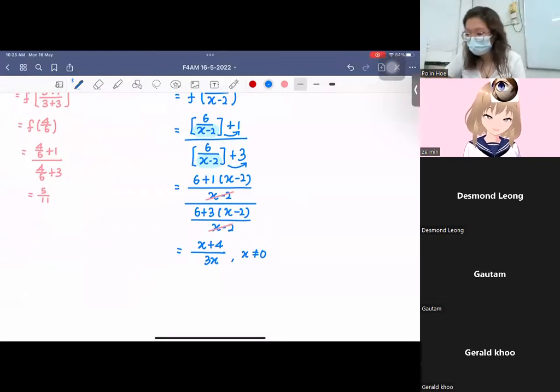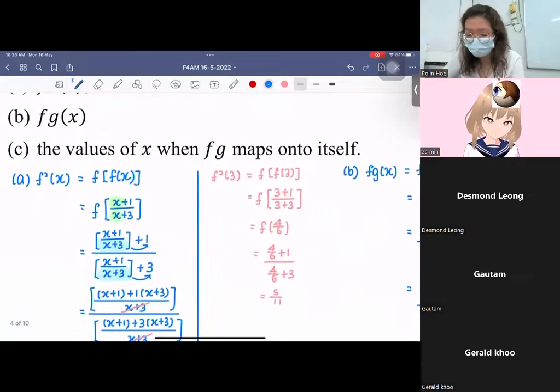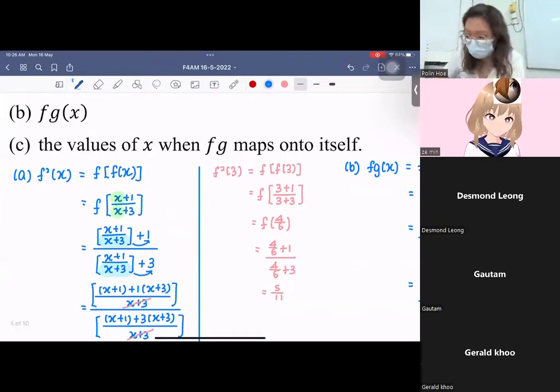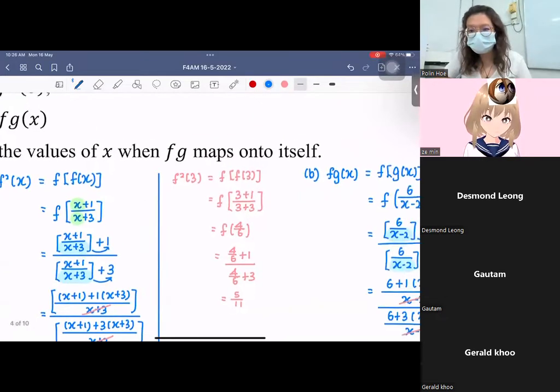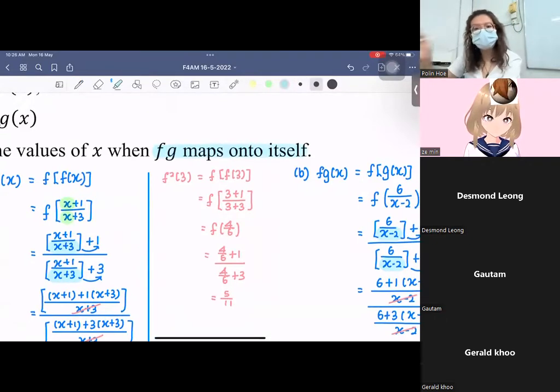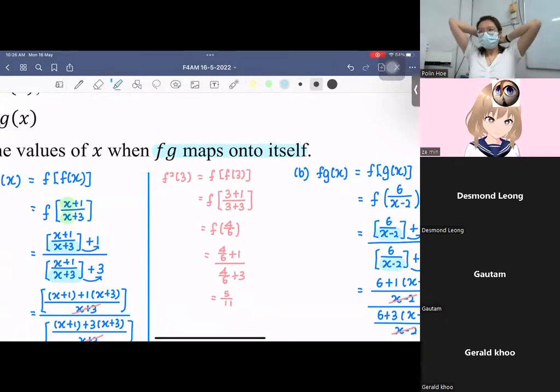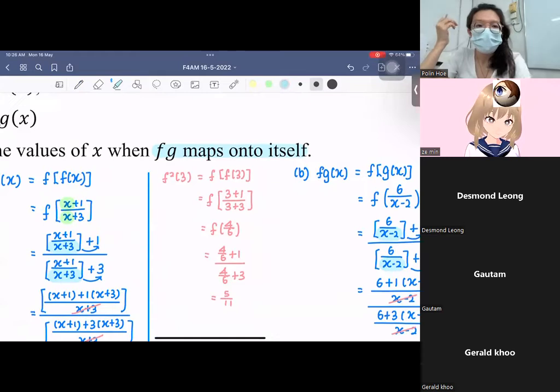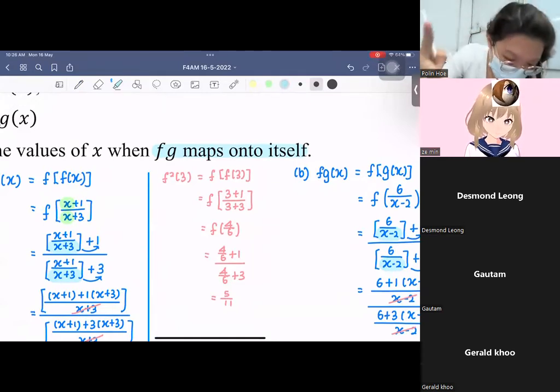And lastly, last part, we have to be quick. Find the values of x when fg maps onto itself. Maps onto itself, it means what? Function f maps onto itself, f(x) equals x. Function g maps onto itself, g(x) equals x. Function fg maps onto itself, fg(x) equals x. Okay, fg(x) equals x.